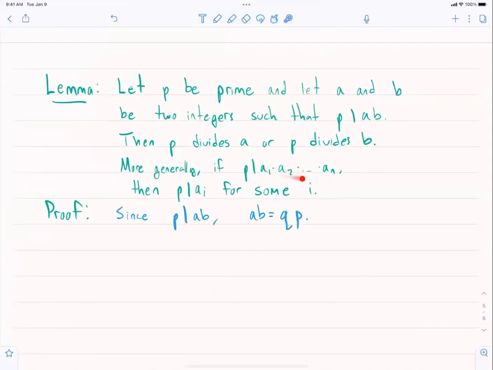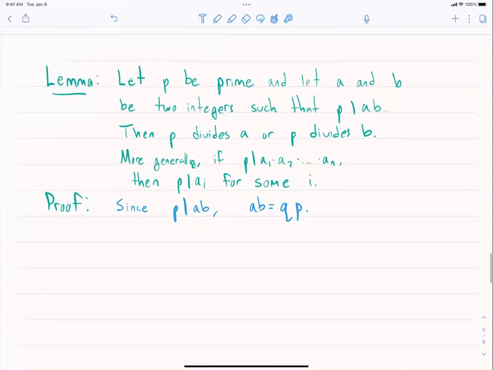The more general case where I multiply n things can be reduced to the first case by grouping terms. So the key thing is the statement when I have two things, a and b. Let me justify that. I'm going to assume p divides ab, which is equivalent to saying ab is q times p for some integer q. I'll use that in a minute. I'm trying to deduce that p divides a or p divides b. So let me suppose p does not divide a. Then I need to show that it divides b.